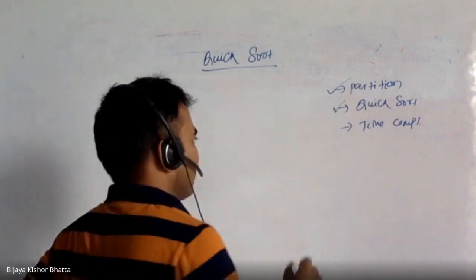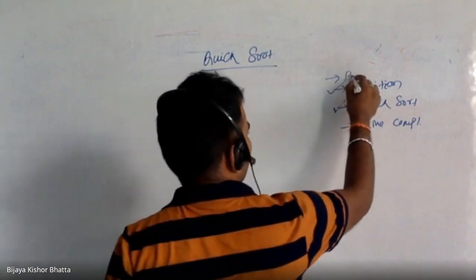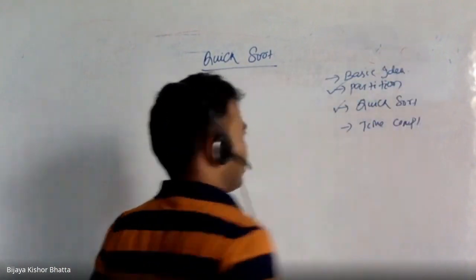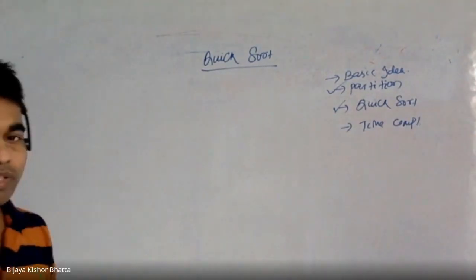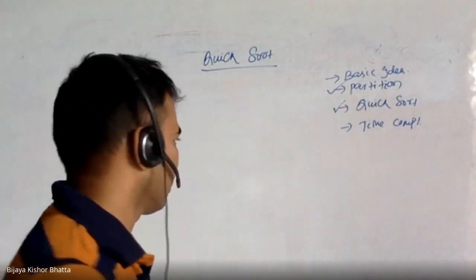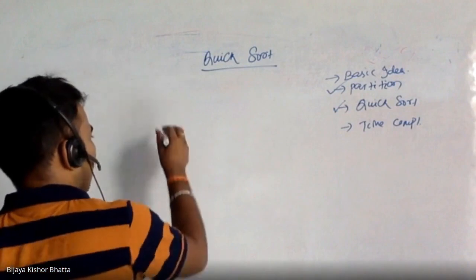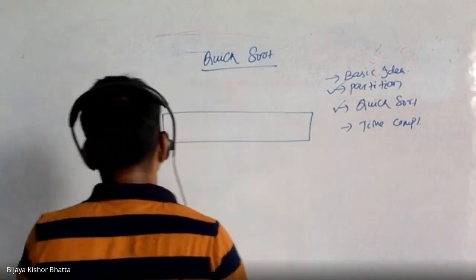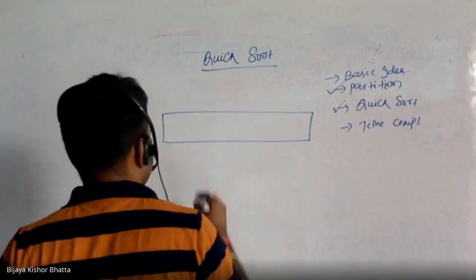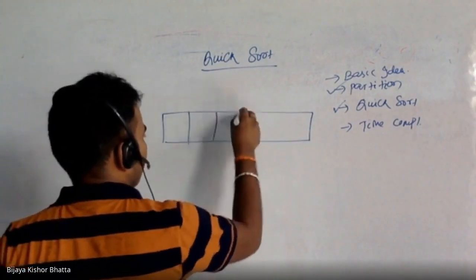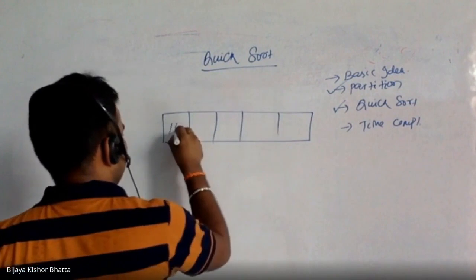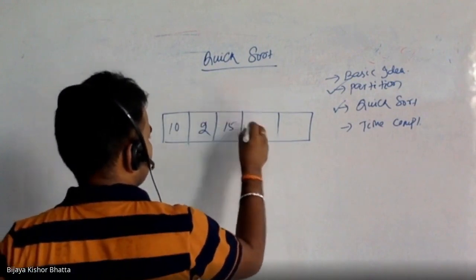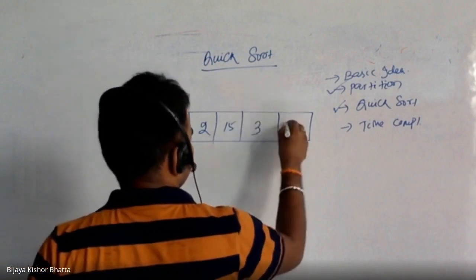Okay, so let's first understand the basics. What is the basic idea? Like I told, quick sort follows the divide and conquer rule or principle. So how does it work? Given any particular array, suppose, like in the previous class where I had given the example, this array is 10, 2, 15, 3, 40.